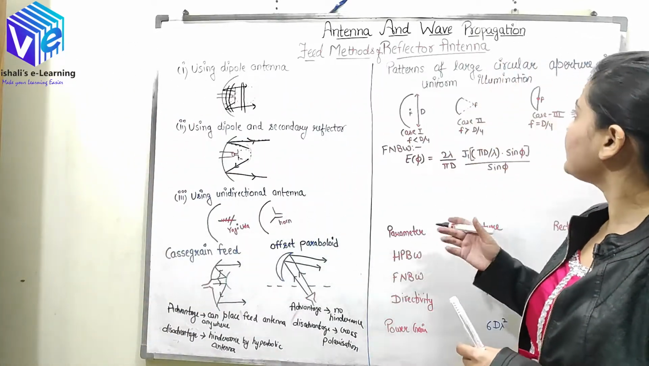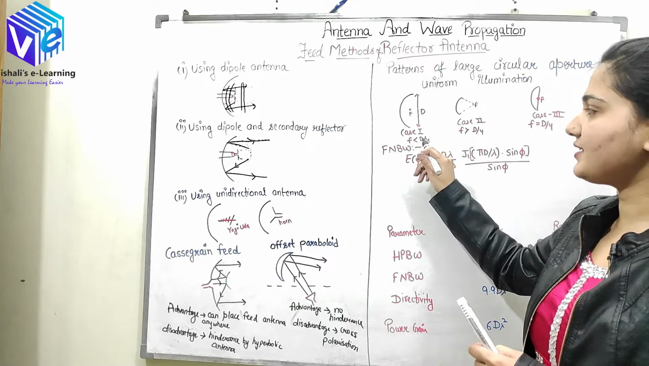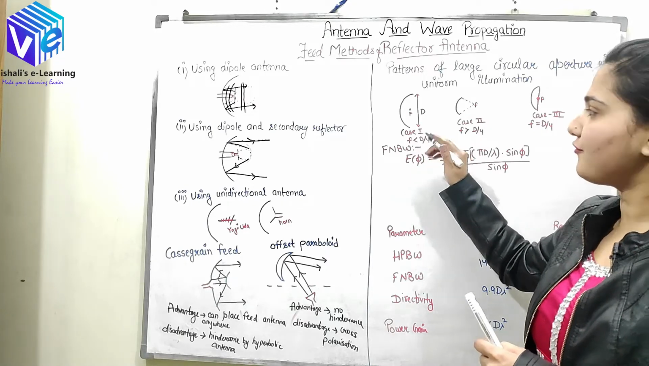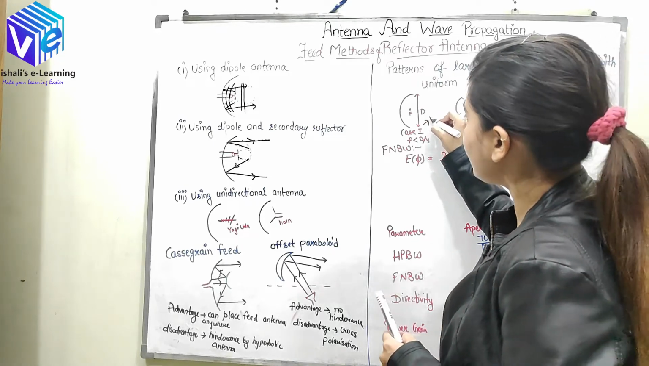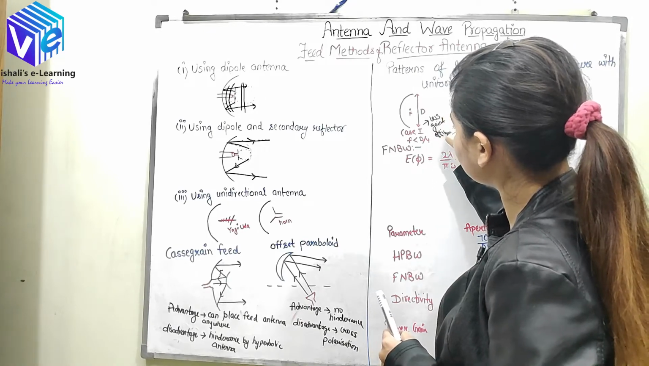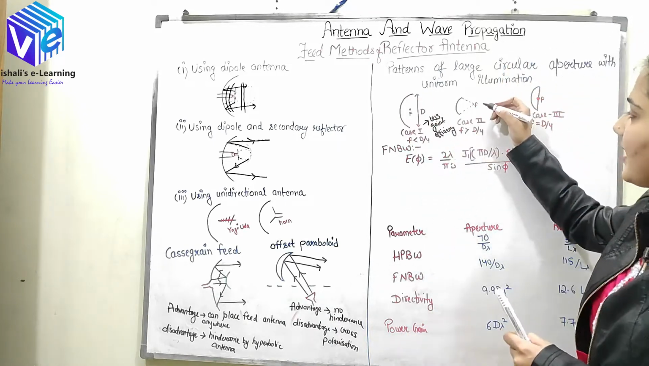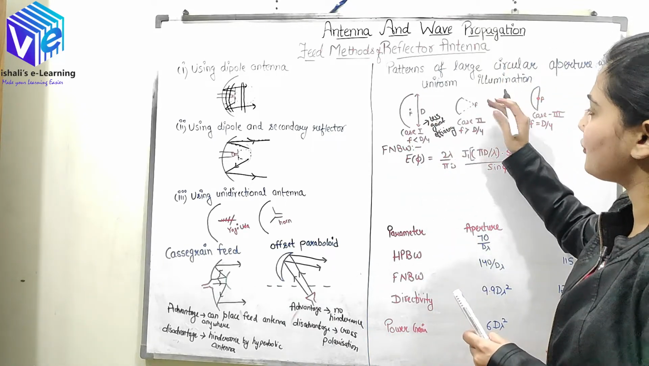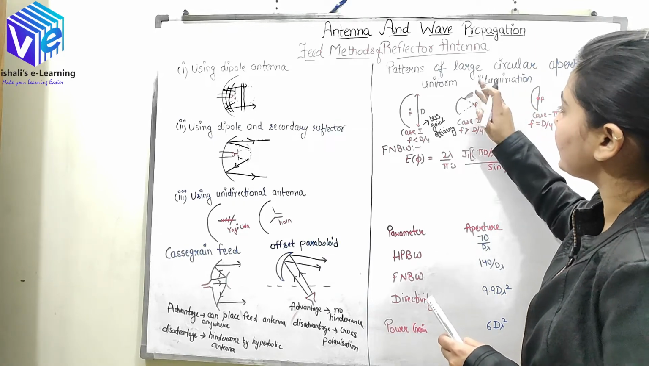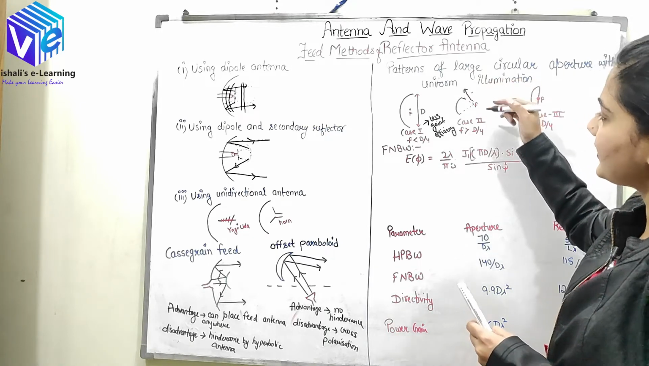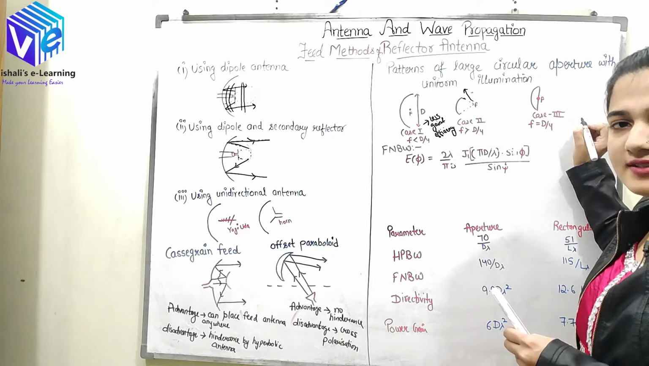Now we'll see the patterns of a large circular aperture with uniform illumination. We have three cases in this. The first case is when focal length is less than d/4. Here d is the length of the aperture. In this case, I have less efficiency and less gain, because my feed is placed very near to the antenna. In the next case, my focal length is greater than d/4. Here all of the rays might not reach the reflector and some rays get diverted, so the efficiency is again less. This is the ideal condition, when focal length is equal to d/4.